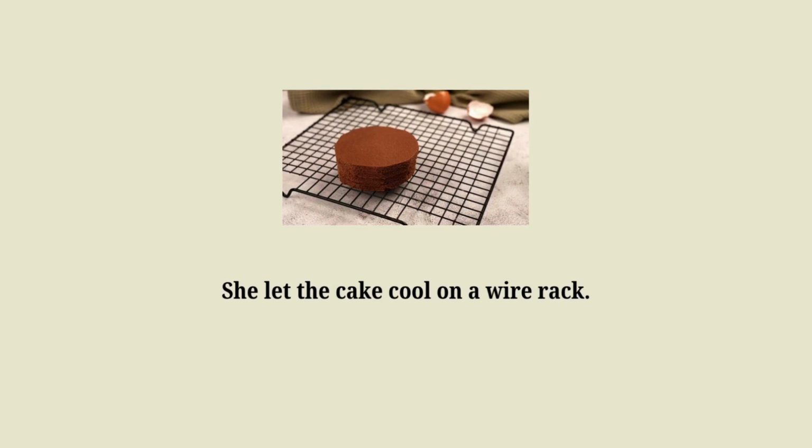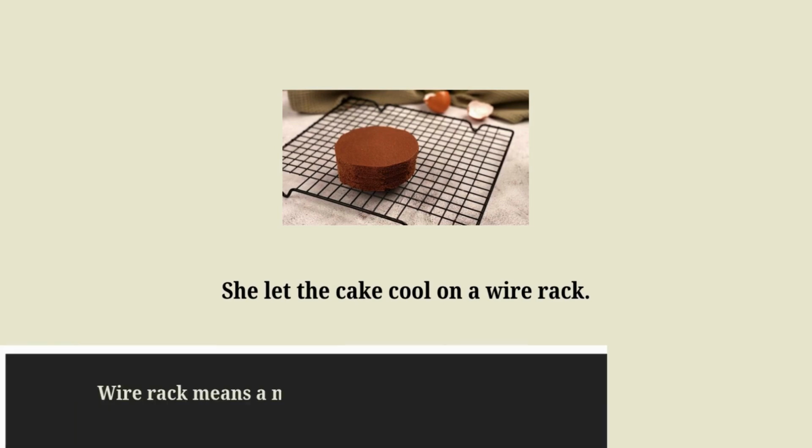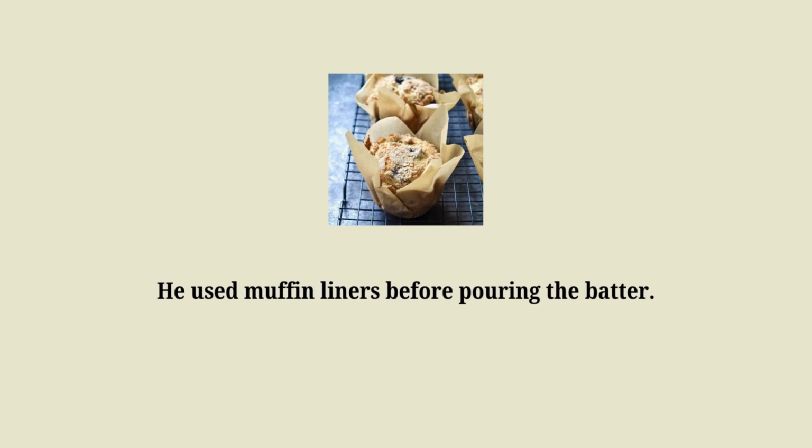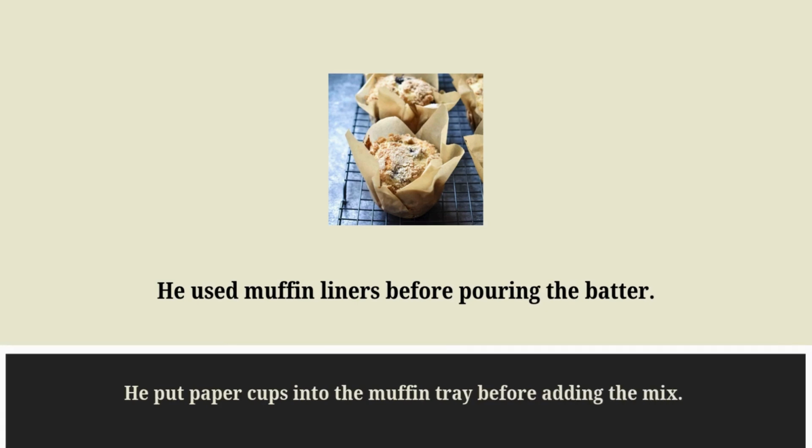She let the cake cool on a wire rack. Wire rack means a metal stand that lets air flow around baked food. He used muffin liners before pouring the batter. Means he put paper cups into the muffin tray before adding the mix.